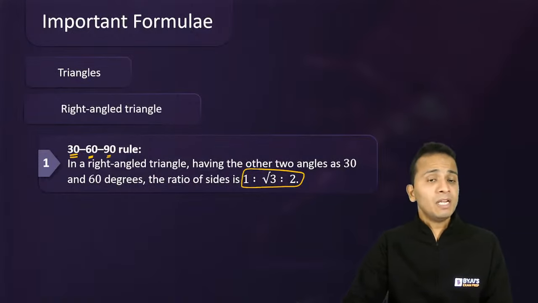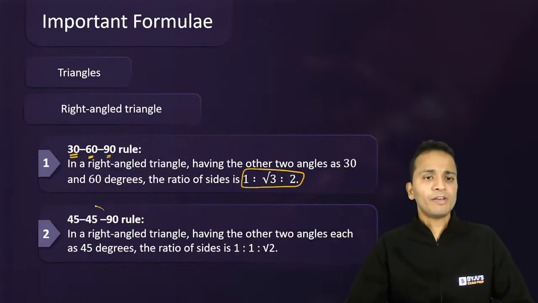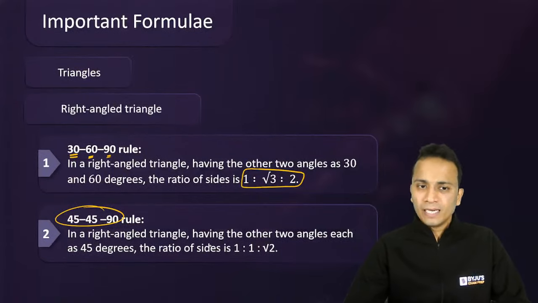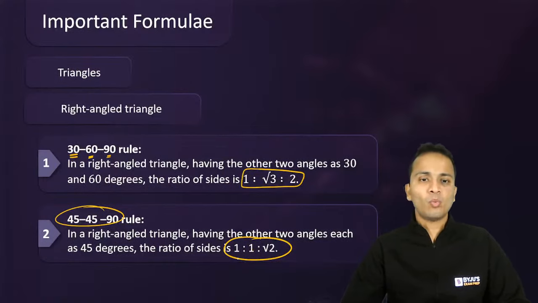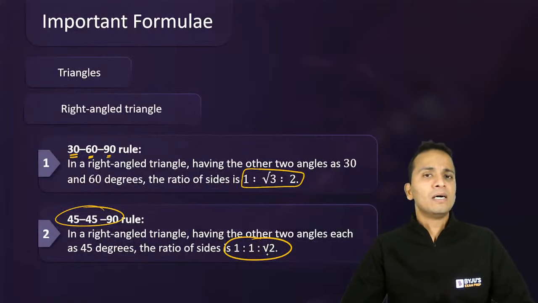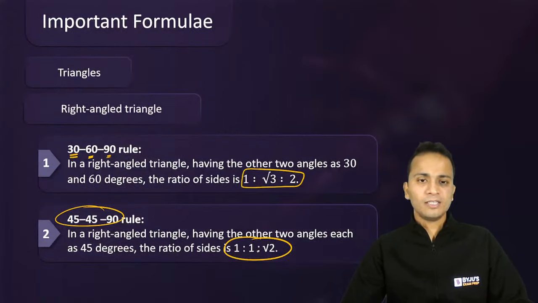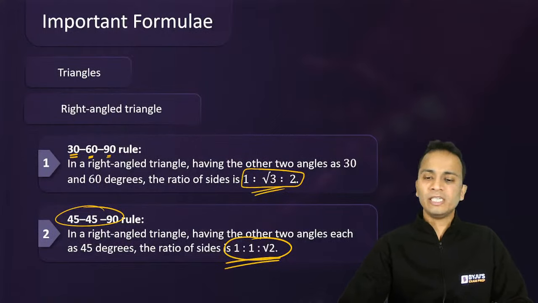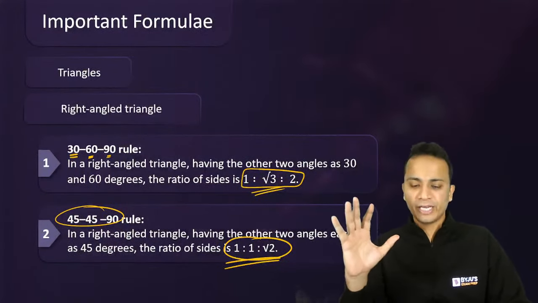Similarly, for a 45, 45, 90 degree triangle, where 45, 45, 90 degrees are the angles in the right angled triangle, the ratio of the sides will be 1 : 1 : root 2, where 1 and 1 are the sides opposite to the 45-degree angles and root 2 is the side opposite to the 90-degree angle. All right. So 1 : 1 : root 2 for 45, 45, 90 and 1 : root 3 : 2 for 30, 60, 90 degree triangles will save plenty of your time.